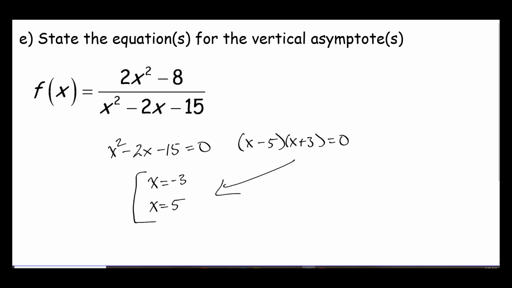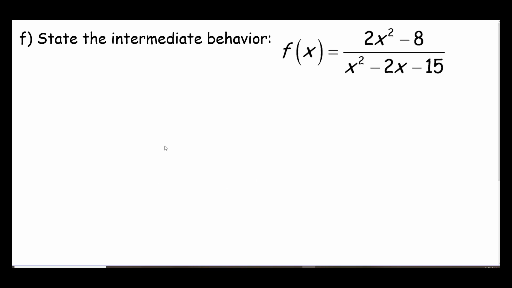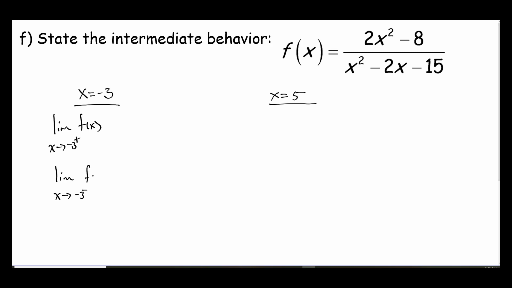So the next one would be intermediate behavior. Remember, for intermediate behavior, we're finding the limit on the left and right of each asymptote. So I'm going to organize myself a little bit here. Since I have two asymptotes, I have two sets of intermediate behavior. So negative 3 plus of our function, and instead of writing the whole thing out, I'm just going to use function notation for it. And to the left of the function.